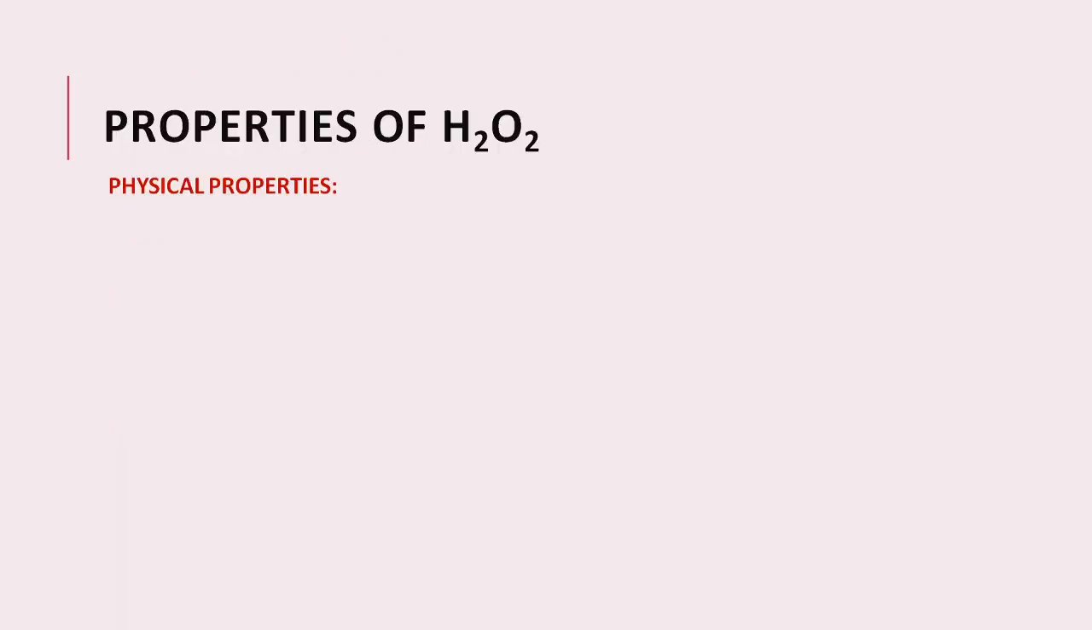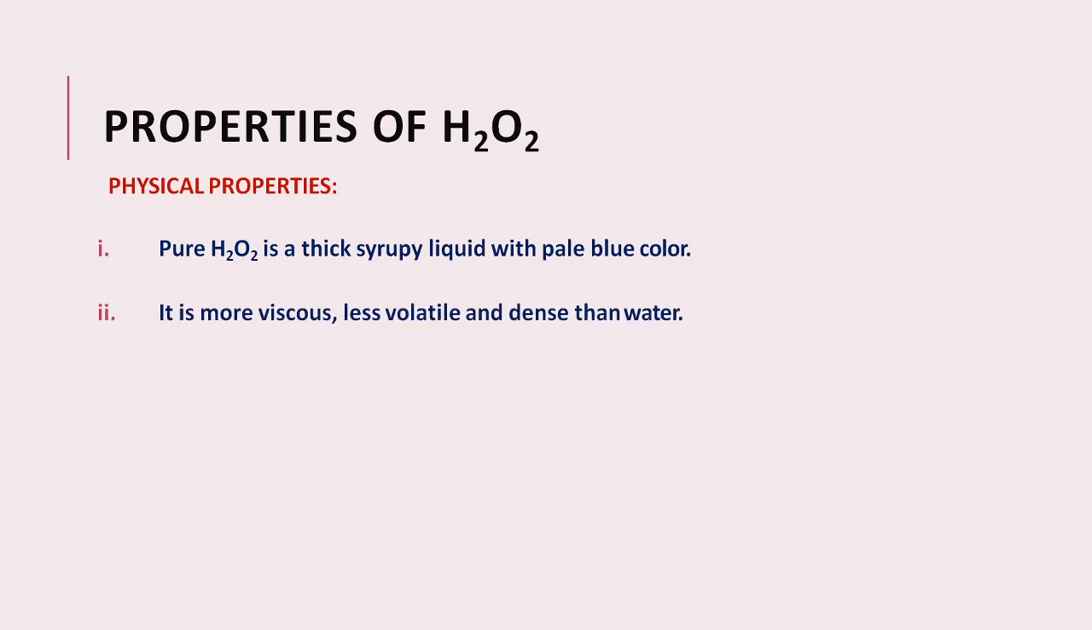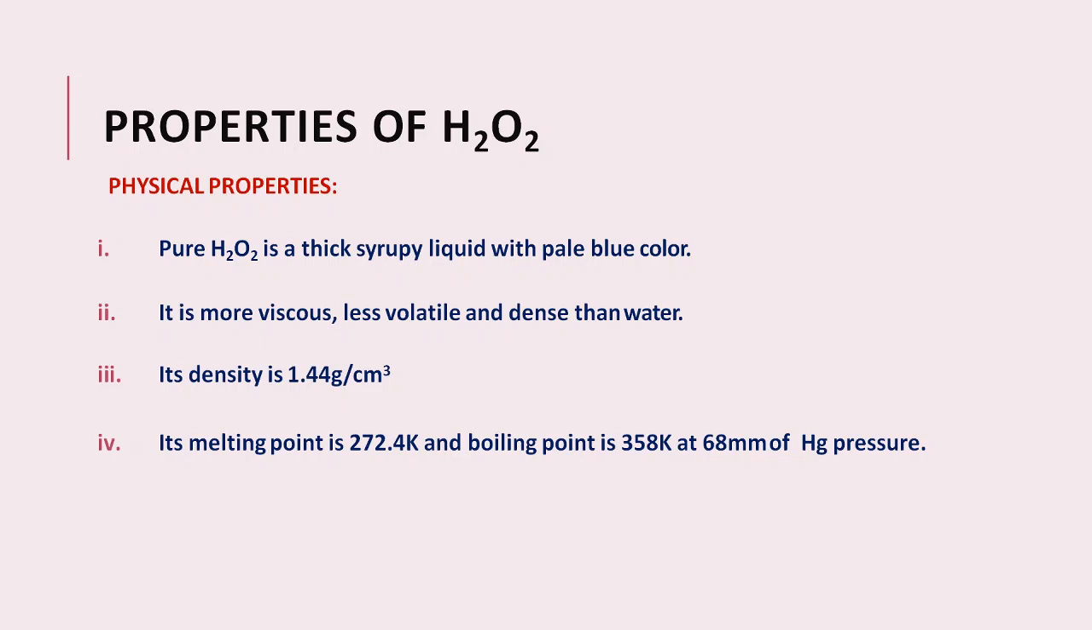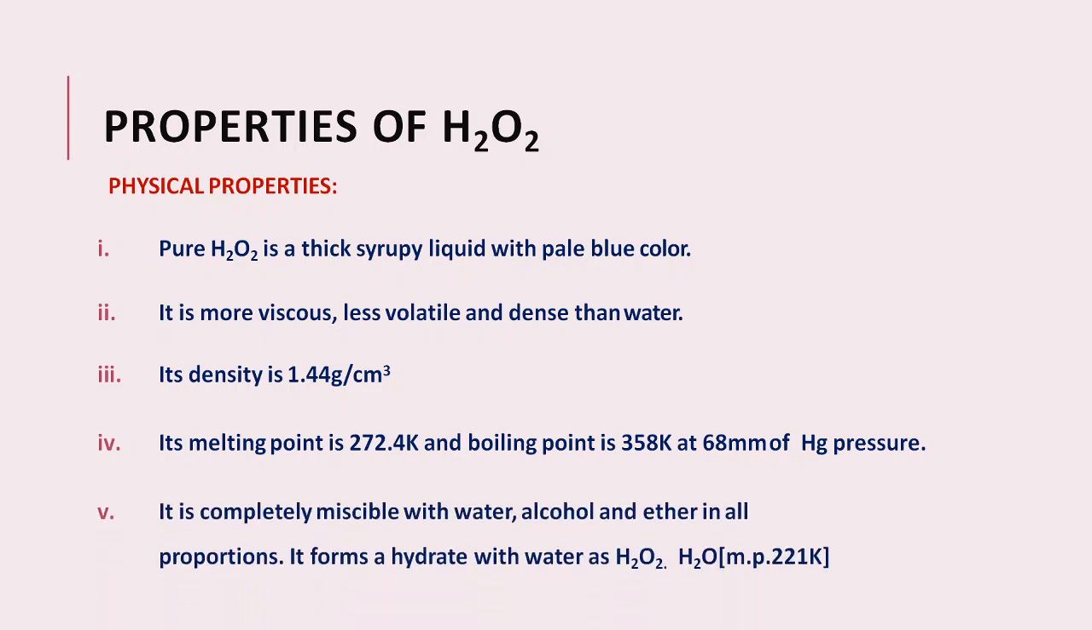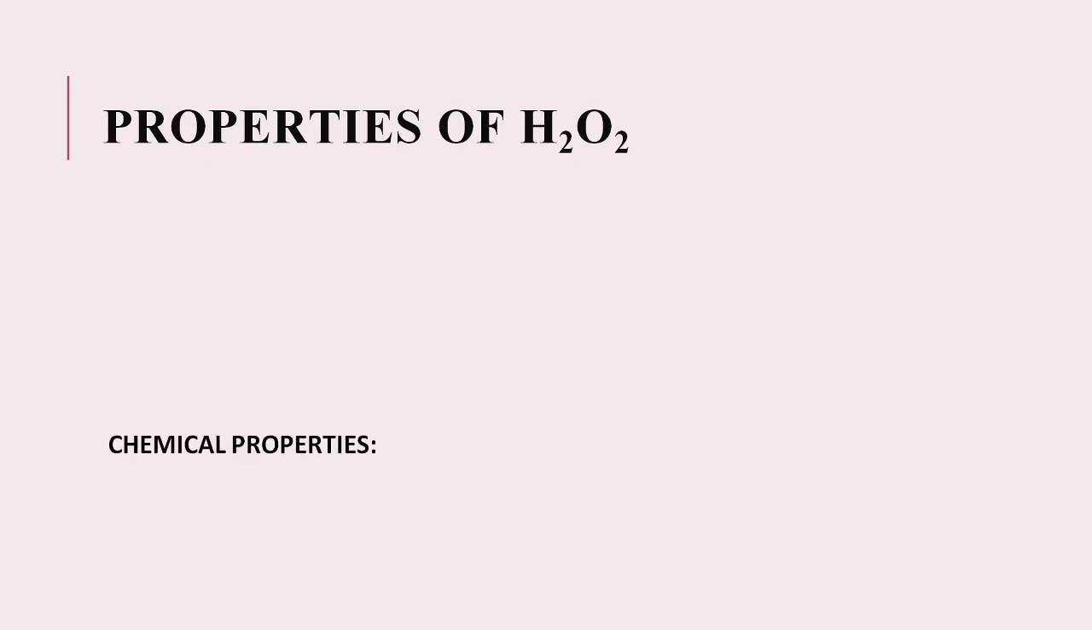Now properties, what are the properties? The first property is that when peroxide is in pure condition, it is blue color and it is very thick like syrup, like those cough syrups. Next one, it is more viscous, less volatile and denser than water. Viscous means it does not flow easily, less volatile means it does not evaporate easily, and it is denser than water, it is thicker than water. Next one, its density. Next one, its melting point and boiling point. It is completely miscible with water, means it is completely soluble in water, alcohol and ether in all proportion. It forms a hydrate with water in this way, means one molecule of water is there.